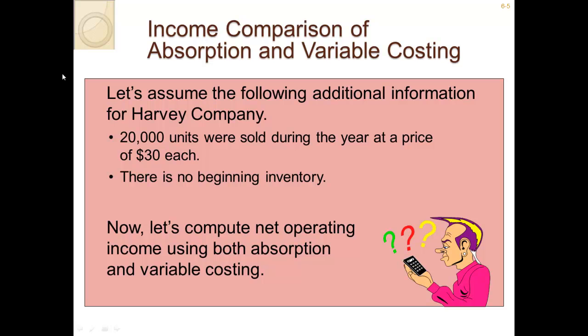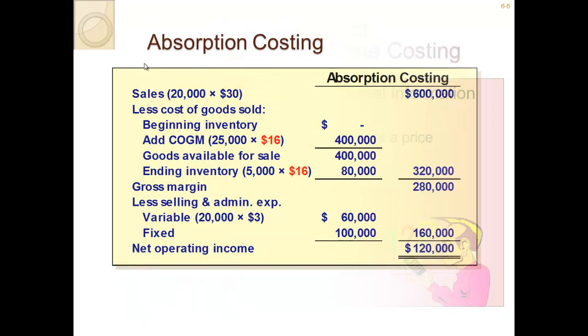So, income comparison. Let's make an income comparison for absorption costing and variable costing. Let's assume the following additional information. 20,000 units were sold during the year at the price of $30 per unit. There was no beginning inventory. Let's compute net operating income for both absorption and variable costing.